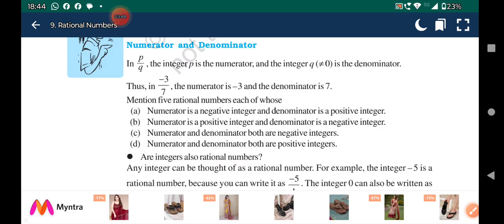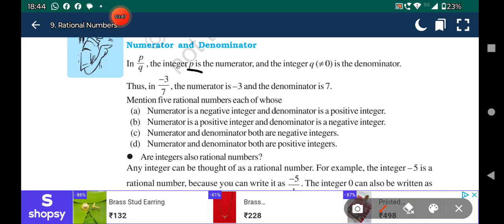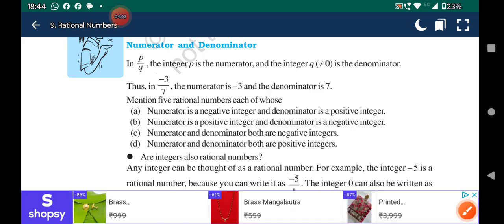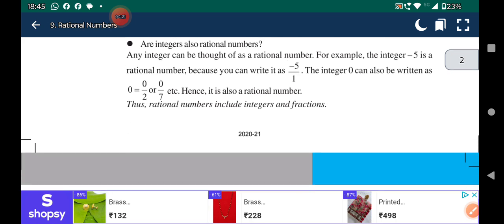Numerator and denominator. In p by q, the integer p is the numerator and integer q, not equal to 0, is the denominator. Thus, in minus 3 by 7, the numerator is minus 3 and the denominator is 7. Mention 5 rational numbers, each of whose numerator is a negative integer and denominator is a positive integer. B. Numerator is a positive integer and denominator is a negative integer. C. Numerator and denominator both are negative integers. D. Numerator and denominator both are positive integers.